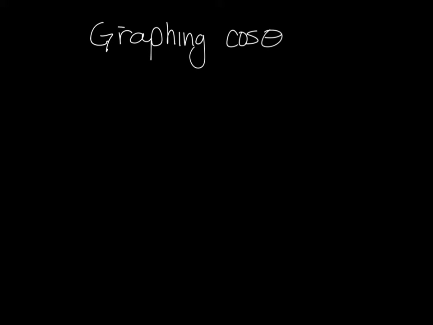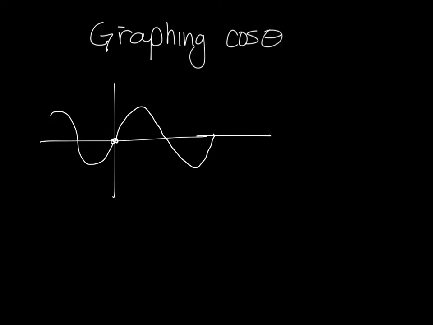Okay, so graphing cosine is going to be very, very similar to graphing sine, except, if you remember, sine started at the origin, went up to the maximum, down to the axis, down to the minimum, back up to the axis, and it went like this. So this is sine. Cosine, however, doesn't start at the axis, it starts at the maximum.